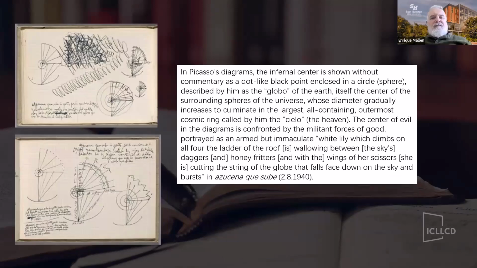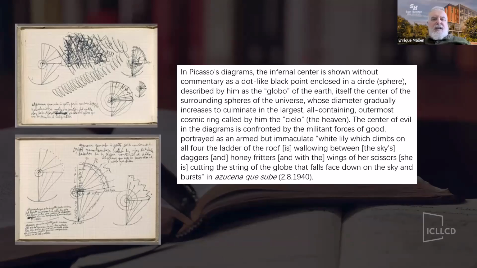In Picasso's diagrams, the infernal center is shown without commentary as a dot-like black point enclosed in a circle sphere, described by him as the globe of the earth, itself the center of the surrounding spheres of the universe, whose diameter gradually increases to culminate in the largest, all-containing, outermost cosmic ring, called by him the cielo, the heaven.